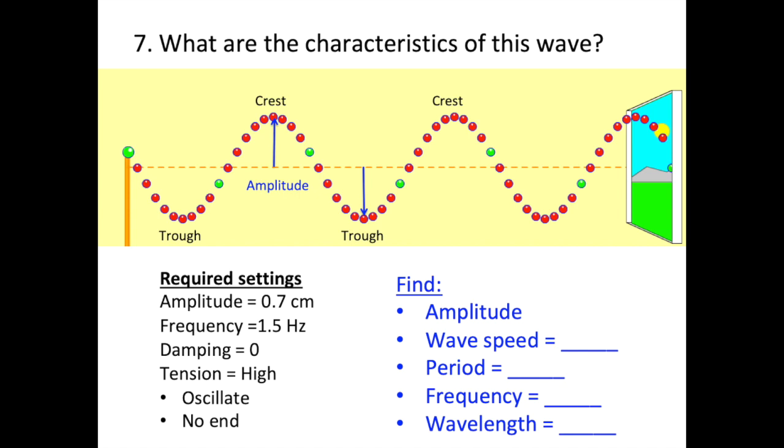And step 7, what are the characteristics of this wave? So here what I want you to do is figure out all of these with these settings. Now it used to be more difficult with the old simulation because they didn't actually give the amplitude and the frequency. So amplitude and frequency you can fill in right away, even though there's no equal sign over here, there should be. And then measure the wavelength, measure the period, measure the wave speed, and then you will have completed the week 29 class.